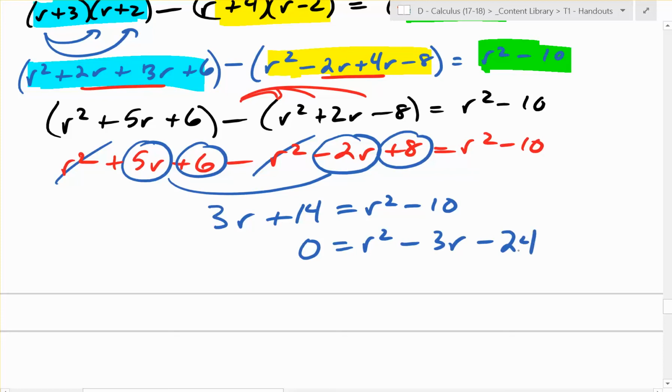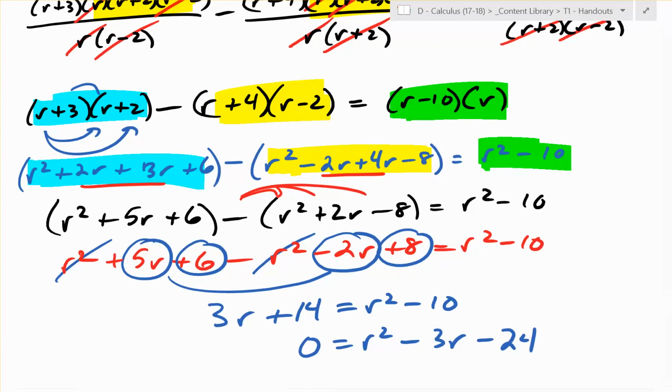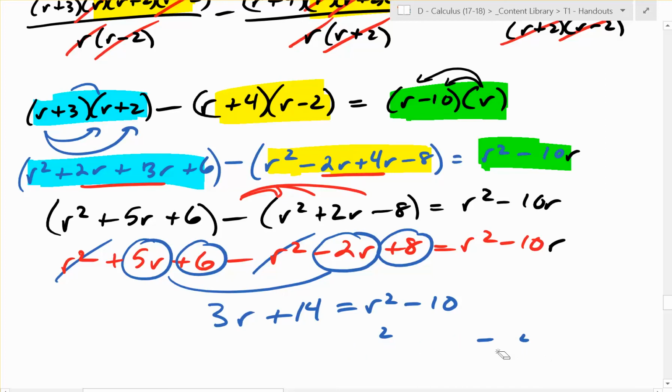And then, oh, caught a little mistake here. You might have seen it already. That r gets multiplied in both places. So that's a 10r, r, r, r. Yes. So that's an r like that.